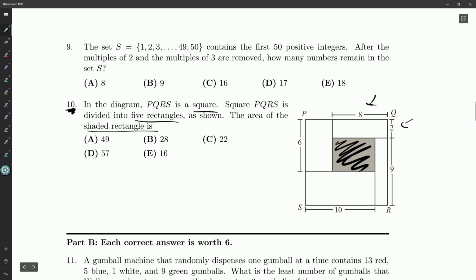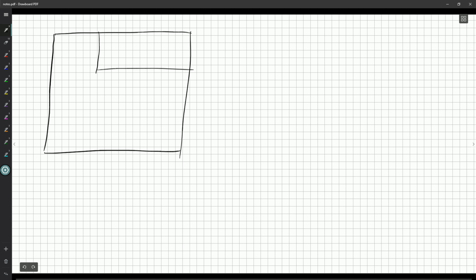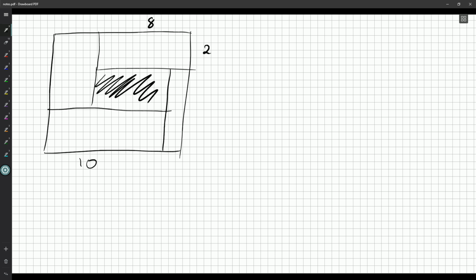So let's copy this picture. It is a square, they said. Now I spied, there's one rectangle up here. There was a very thin one over here. I think this is roughly the picture we're looking at. And there was an 8 up here. I think this was 2. And the 10 was down here. There was a 6 on one of the sides, but I don't remember exactly where. So we'll go back and check.